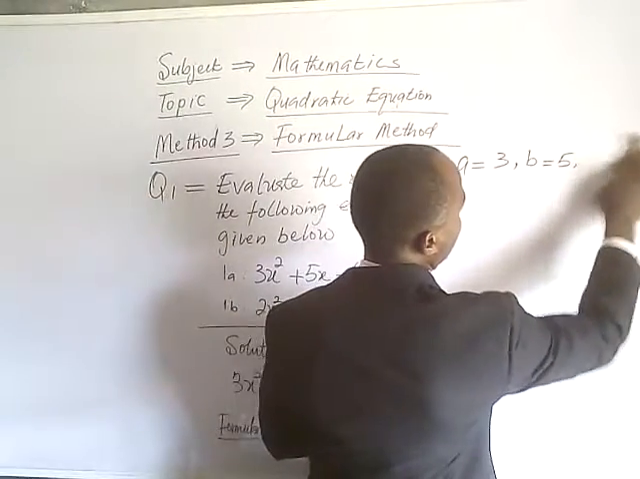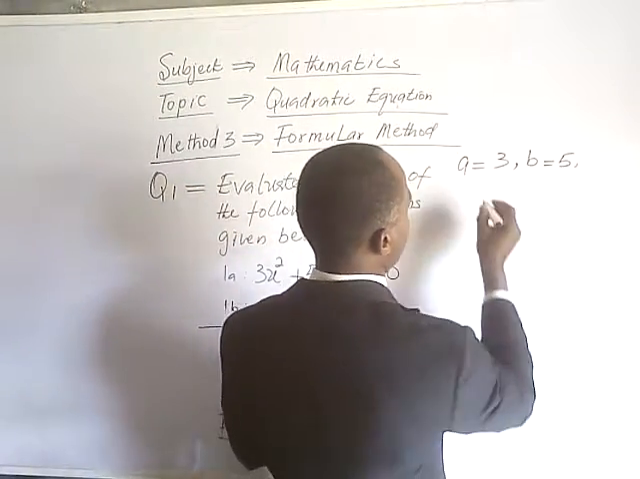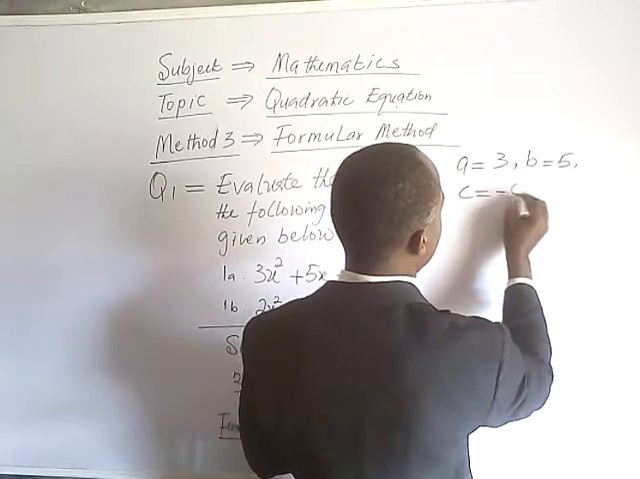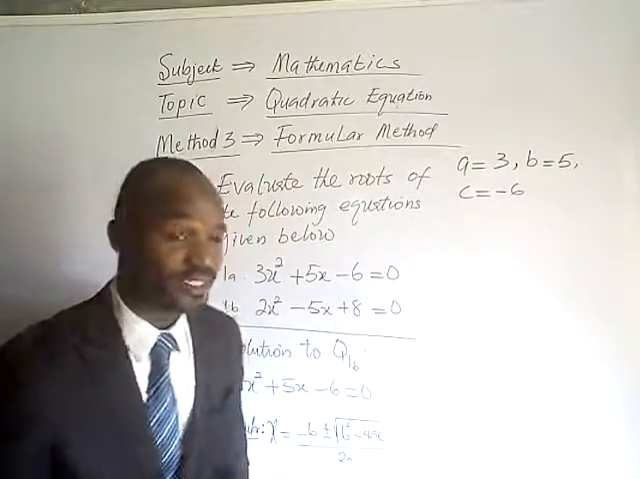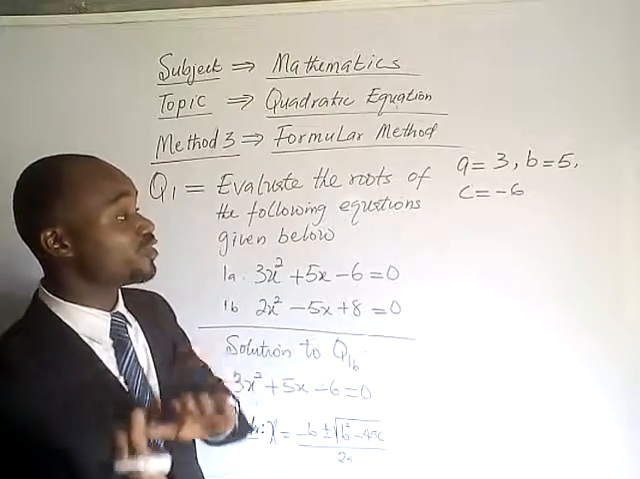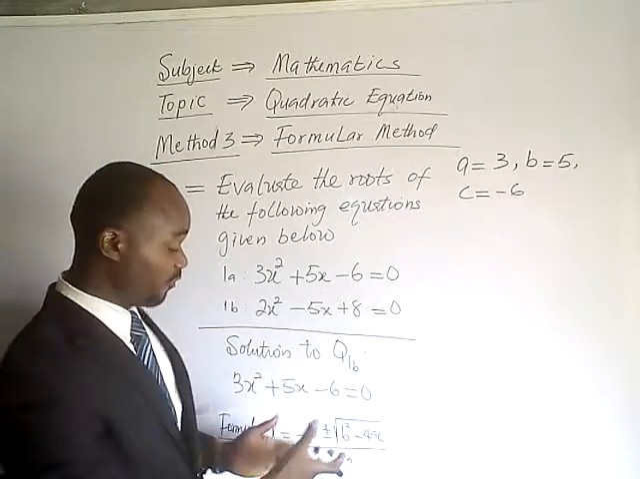C, the constant term, is minus 6. So c is just minus 6. If you understand this concept, it's very, very simple. What you need to do is to substitute accordingly in the formula provided.